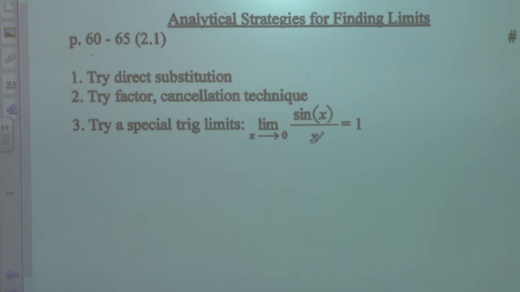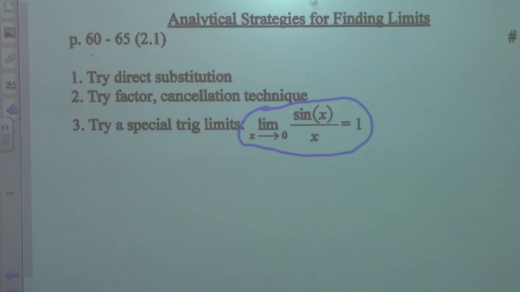Okay. Now we're at note card number 2, analytical strategies for finding limits. Step number 1, try direct substitution. If that doesn't work, you try to factor and then use a cancellation technique. And finally, number 3 is special trig limits. This is something you just have to remember, and we're going to see examples of it.